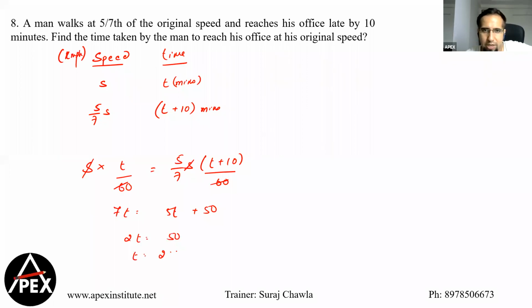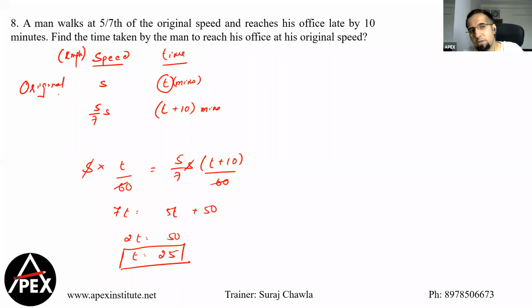Or the usual time at usual speed. So original speed is equal to s and original time is equal to t. Therefore, the original time taken by this person is equal to 25 minutes. Clear, guys? Quick responses, yes, no.